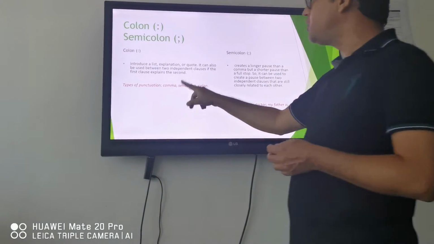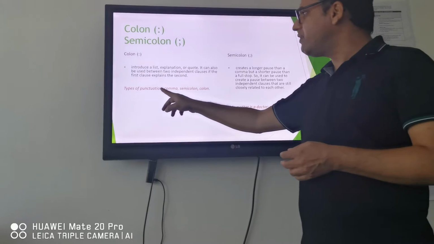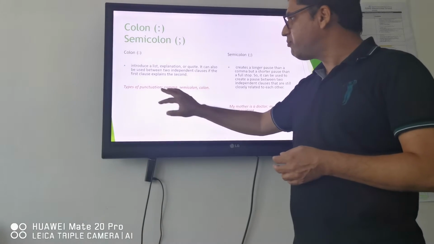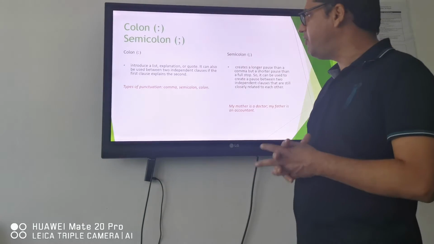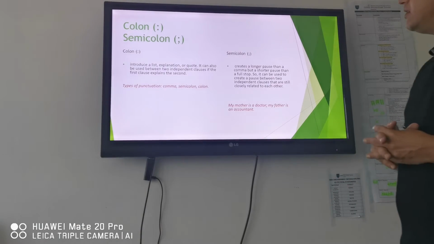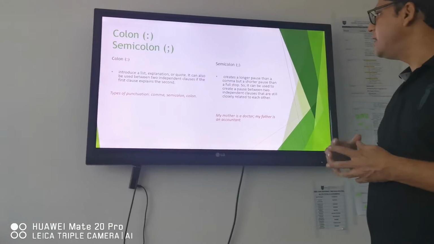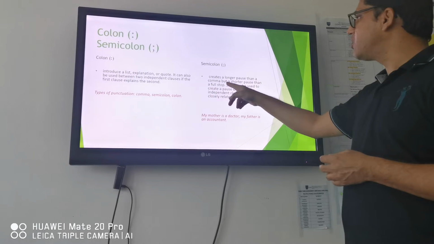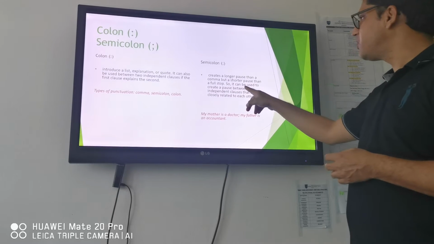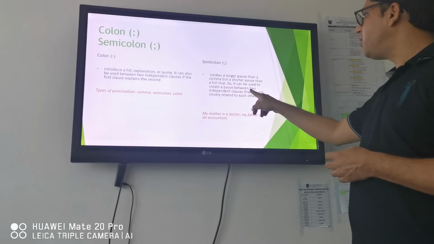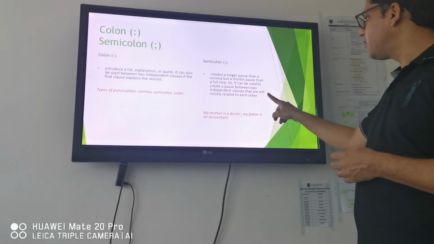So if you want to give a list or we want to give an explanation, for example types of punctuation, then the explanation will follow. So this is the colon. Then the semicolon creates a longer pause than the comma but a shorter pause than the full stop, so it can be used to create a pause between two independent clauses.